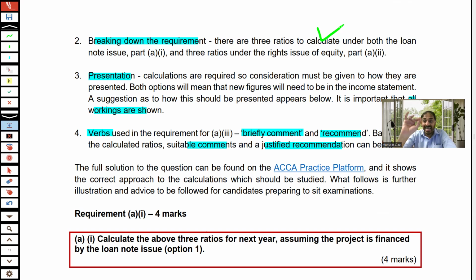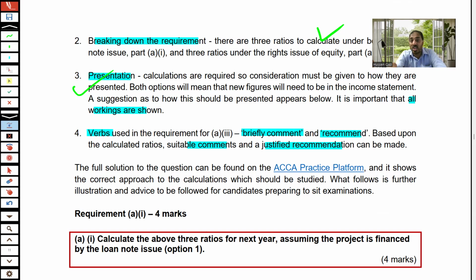Presentation. Calculations are required, so consideration must be given to how they are presented. Both options will mean new figures will be needed in the income statement. A suggestion as to how they should be presented appears below. It is important all workings are shown. Whatever the presentation that we have done, the important thing is that all workings should be shown.